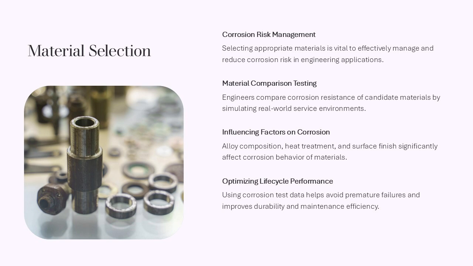Factors such as alloy composition, heat treatment, and surface finish all influence corrosion behavior. By integrating corrosion test data into material selection processes, engineers can avoid premature failures and optimize lifecycle performance. Proper material selection also reduces reliance on costly protective measures and simplifies maintenance planning. Corrosion testing thus supports a systematic, data-driven approach to engineering design.